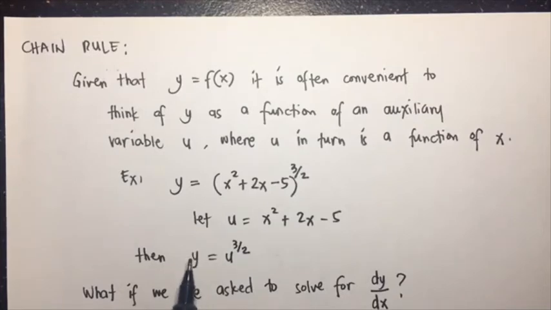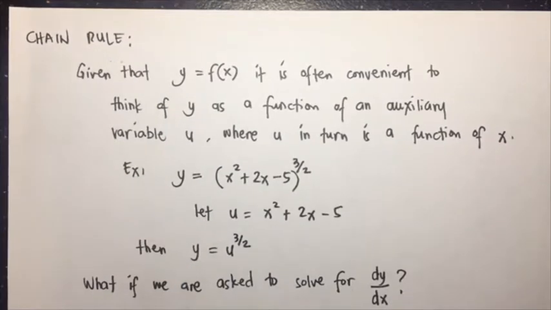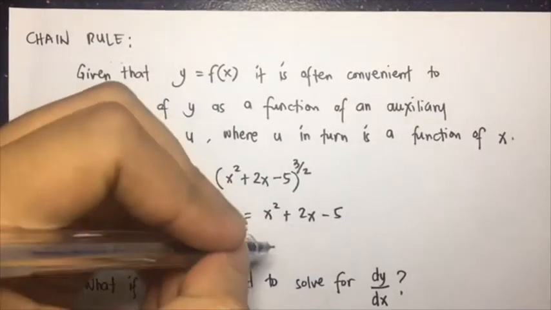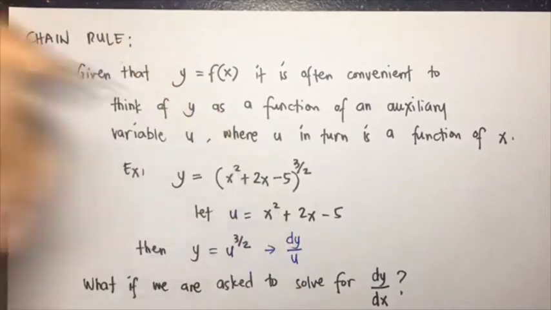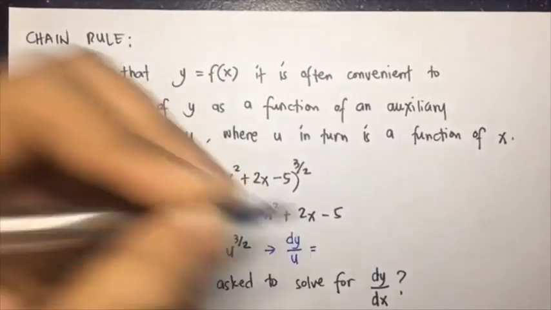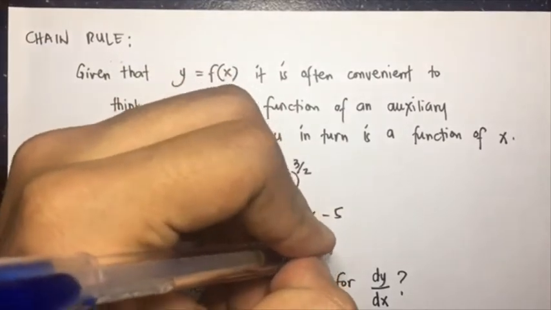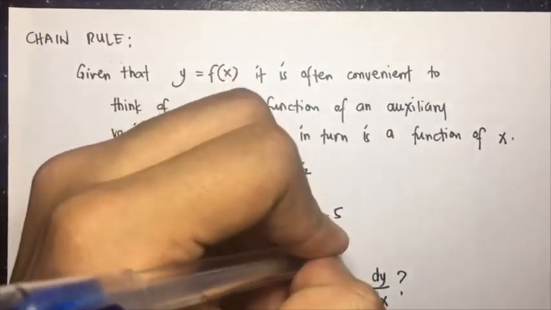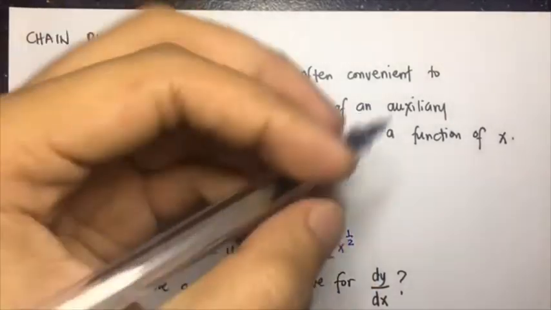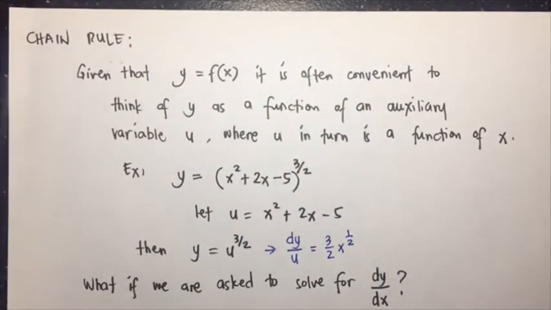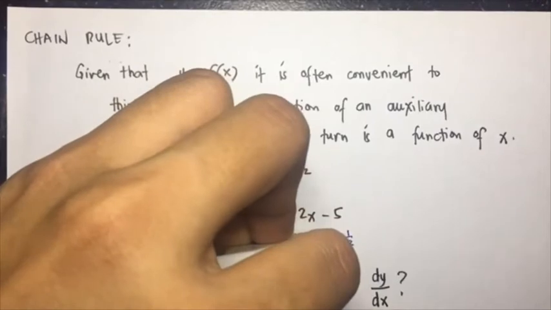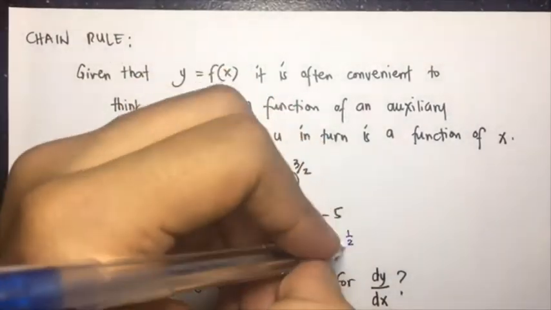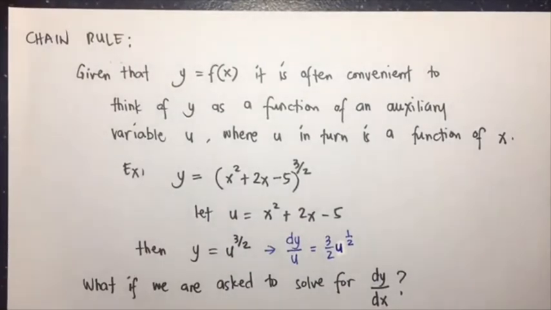as you can see, our function is expressed as y as a function of u. So when we take the derivative, what we get is the derivative of y with respect to u. Using the power formula, that would be 3 halves times u raised to 3 halves minus 1, so u raised to 1 half.